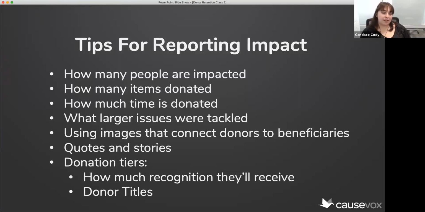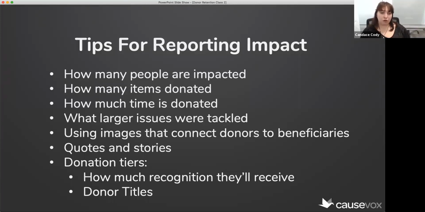So if you can't, because I know a lot of organizations can't exactly tie a dollar amount to impact, and that's okay. Another couple of ideas for how you can do it is to let the donor know how much recognition they'll receive. So maybe they'll receive a handwritten note if they're above $100, for example. Maybe put that right on your donation page.